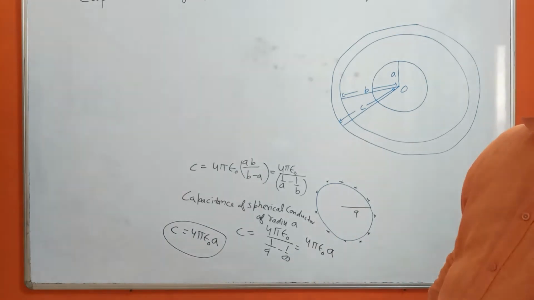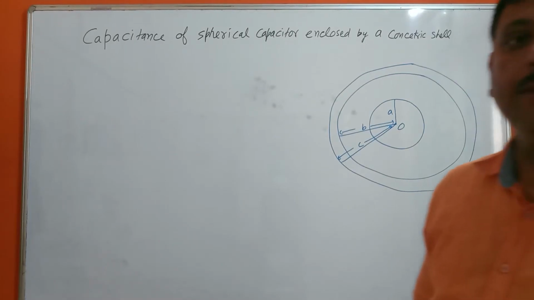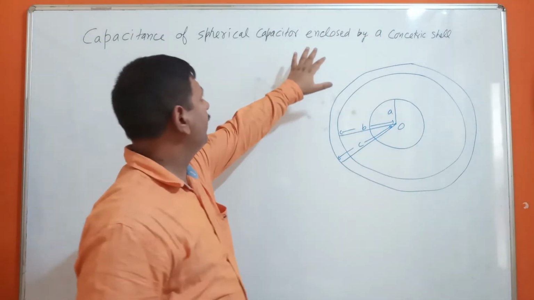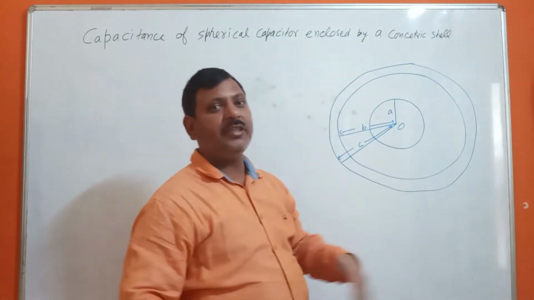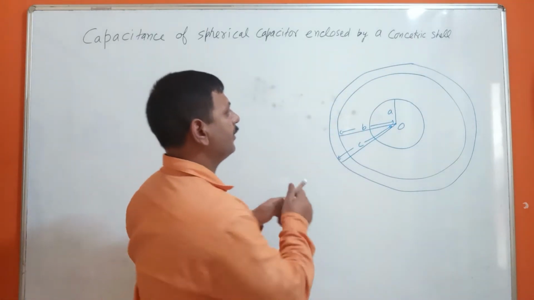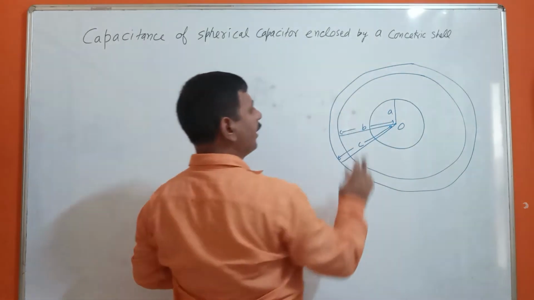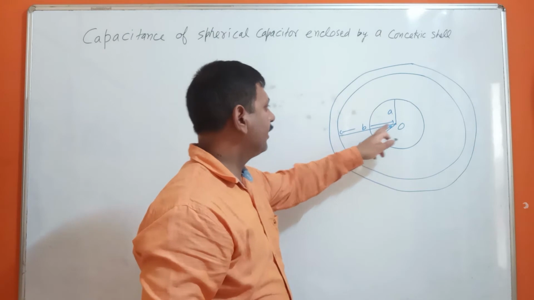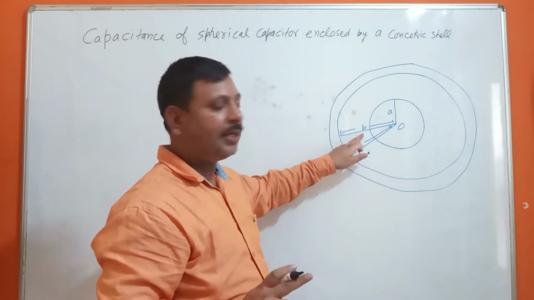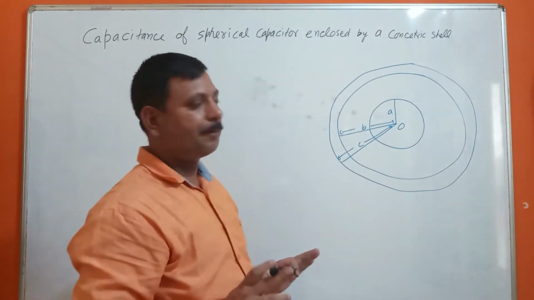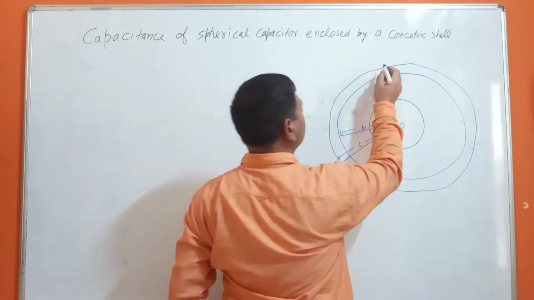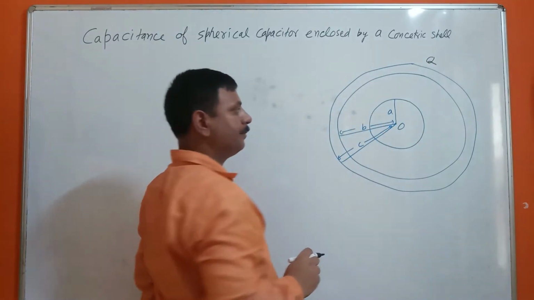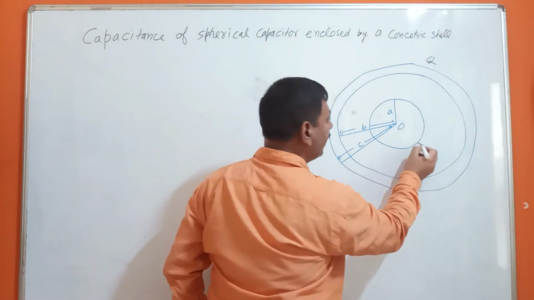the capacitance of a spherical capacitor. See here, the capacitance of a spherical capacitor enclosed by a concentric shell. This is a spherical capacitor we have enclosed by a concentric shell. The inner radius of the concentric shell is B, the outer radius is C. Suppose you have given charge Q to the outer shell, and the inner sphere you have earthed.